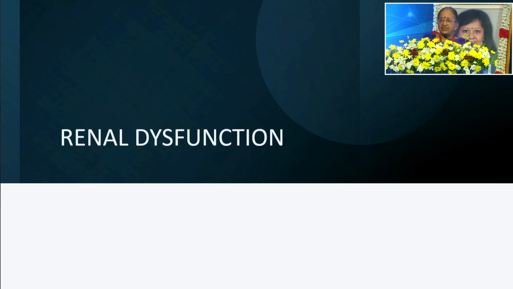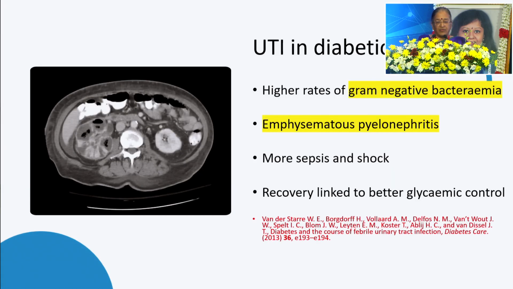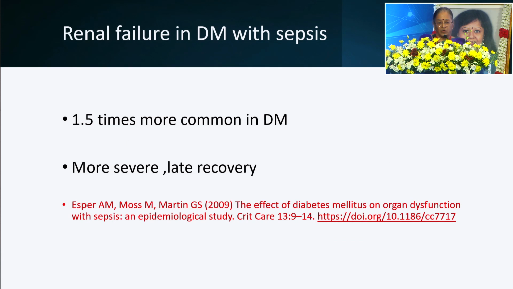Now, where does it get difficult in diabetics? Because many of them have renal dysfunction. Madam was telling about emphysematous pyelonephritis. Gram-negative bacteremia is well known. More sepsis and shock. You can see the kidney on the right side showing the emphysematous gas in the kidney. And it's linked to poor glycemic control. Renal failure is 1.5 times more common in diabetics, more severe, late recovery.